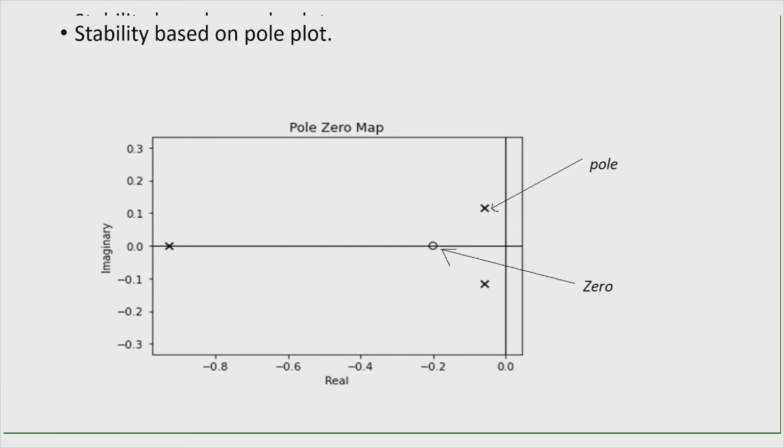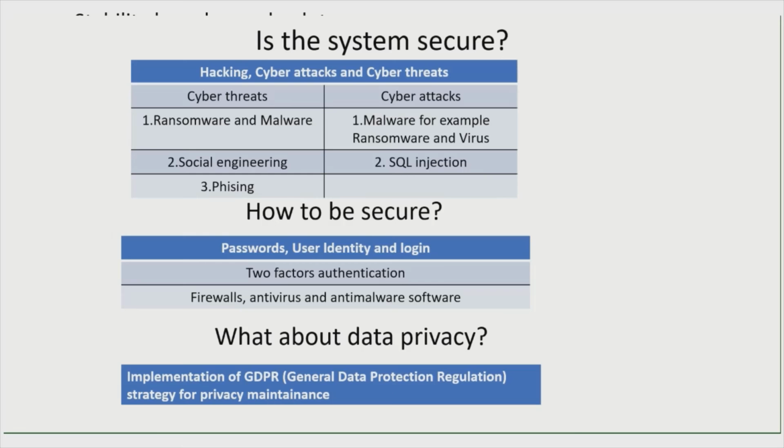Now we see if our system is stable based on the poles plot. As you can see, the poles are on the left-hand side of the real axis. That means our system is stable.